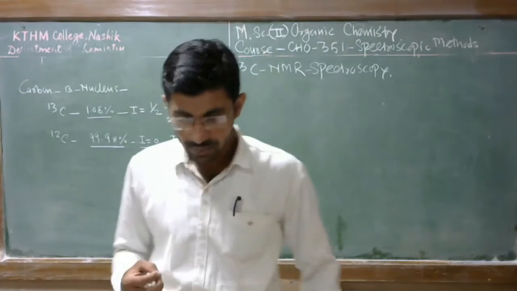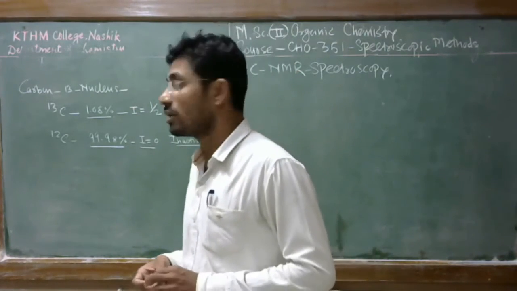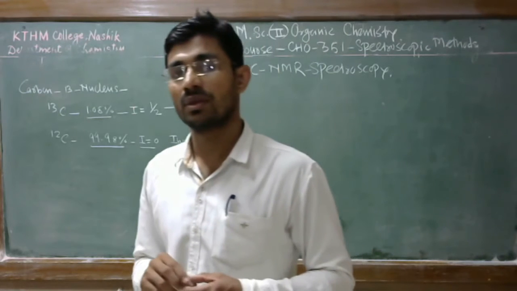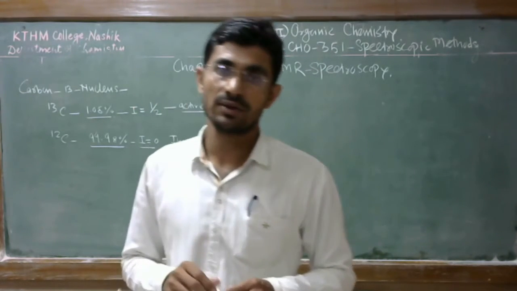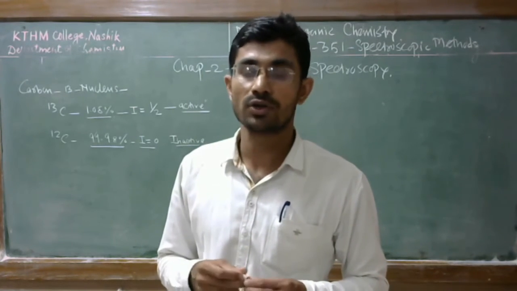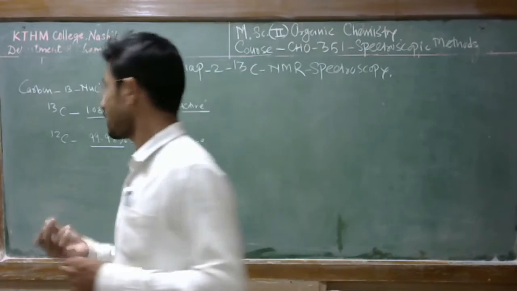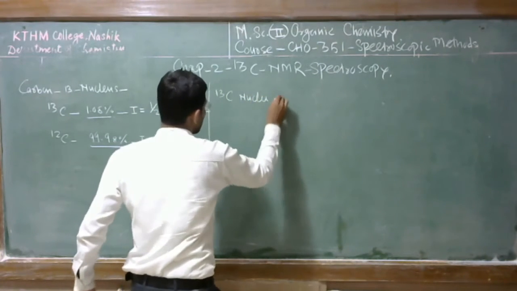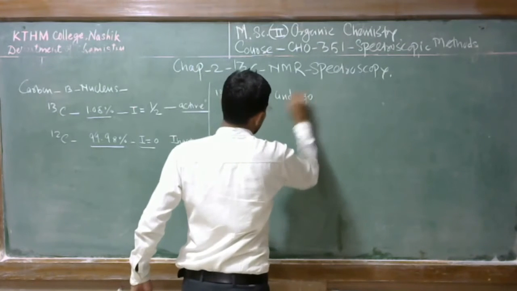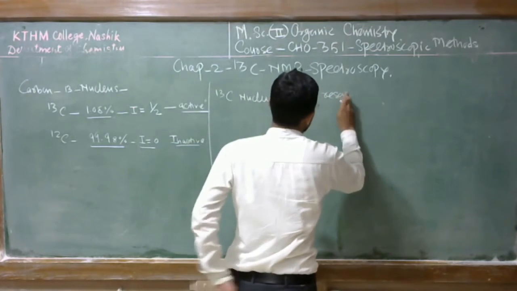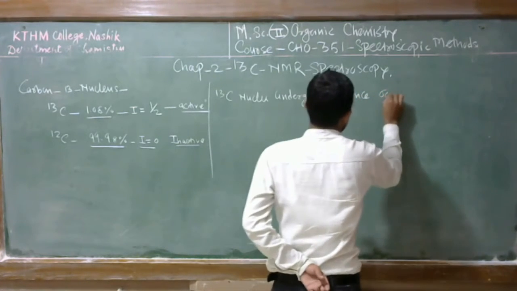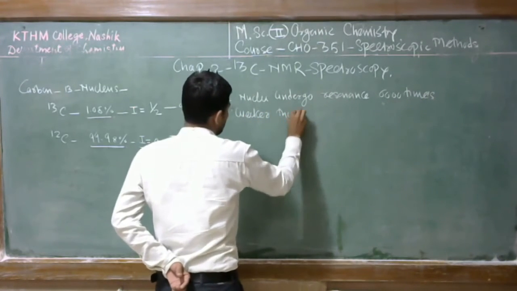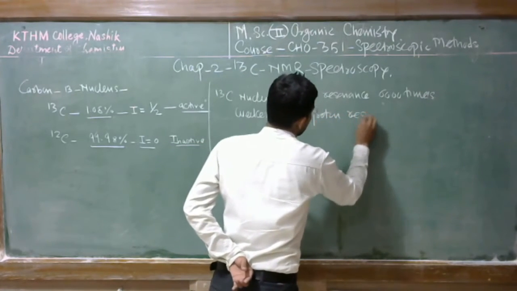But if you record the 13C NMR spectra of any organic compound, we can observe that the 13C nuclei undergo resonance about 6,000 times weaker than proton resonance.